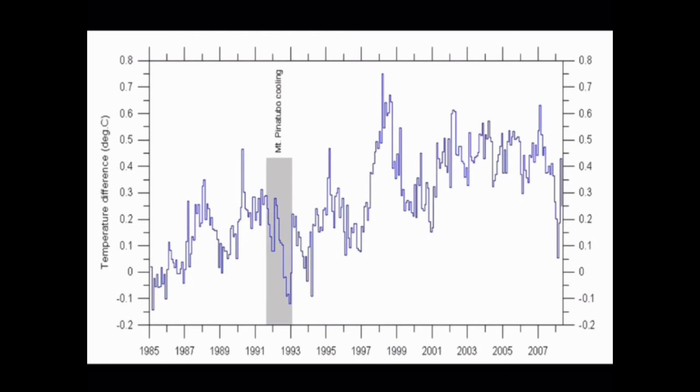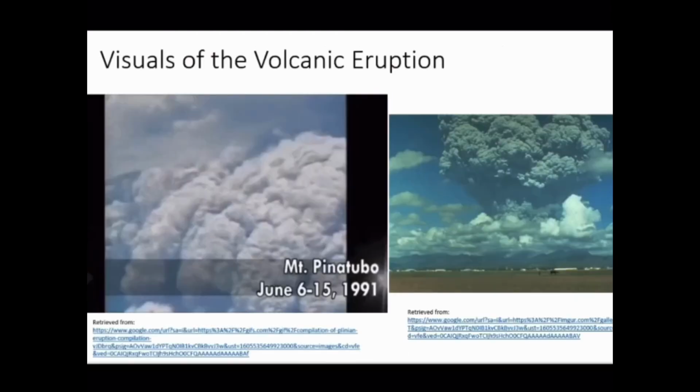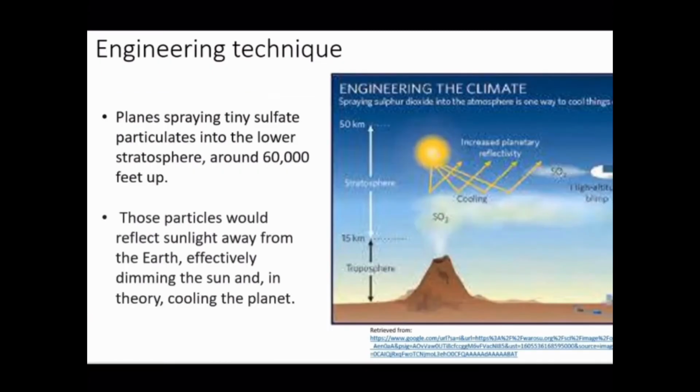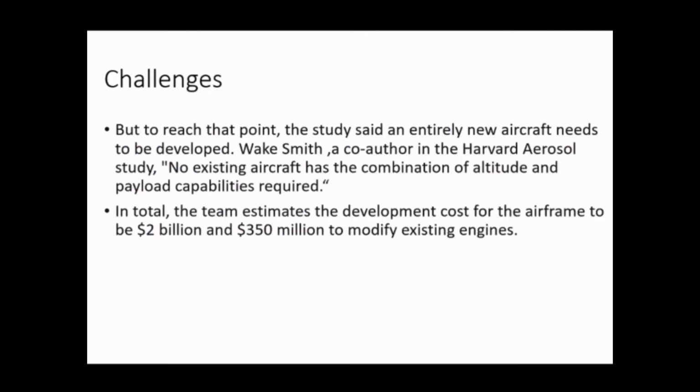Here is a graphical depiction of the same. Here are some visuals of a volcanic eruption. Yes, it is hard to believe that this eruption resulted in the decrease of global temperature. The engineering technique involves a plane spraying tiny sulfate particles at around 60,000 feet and thus cooling the planet. But this also comes with a set of challenges, such as altitude and expense.